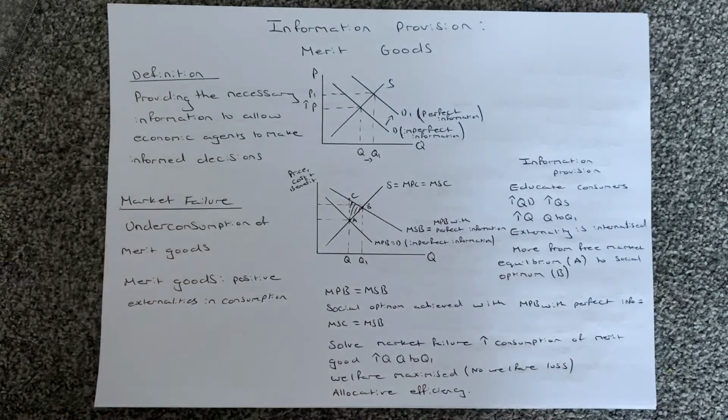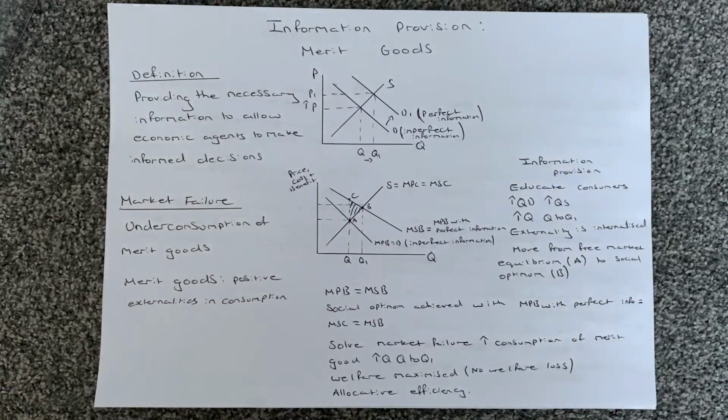So there we have it. We have explained how information provision can be used to correct the market failure associated with merit goods, and we've used a diagram to explain it. So we've got information provision educates consumers. Consumers are going to demand more, suppliers are going to supply more, and therefore we see an increase in quantity from Q to Q1. And as a result, the externality should be internalised as we move from point A, the free market equilibrium, to the social optimum.